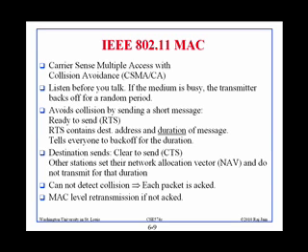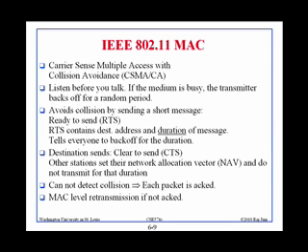A avoids collision by sending a short message, ready to send. RTS contains the destination address and the duration of the message. So that was ready to send. That message contains the address where I want to send to and the duration of the message. It tells everyone to back off for that duration. All right? And then the destination sends clear to send.